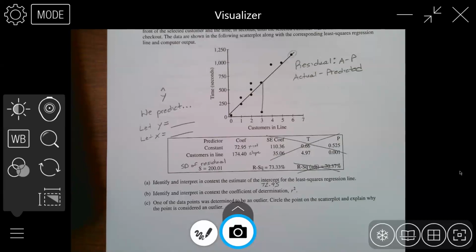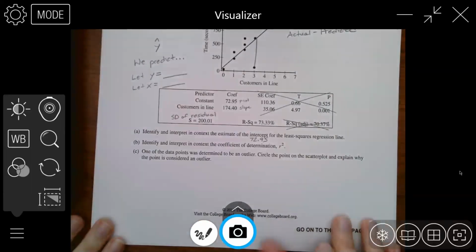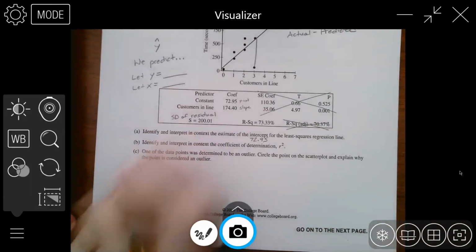Excellent. That is perfect. Very good. So if there were 0 customers in line, it would take around 72.95 seconds to check out. And yes, because it says around or predict, that is perfect. Yep. So I can rewrite that quickly for everybody to see, but that is perfect here, okay?